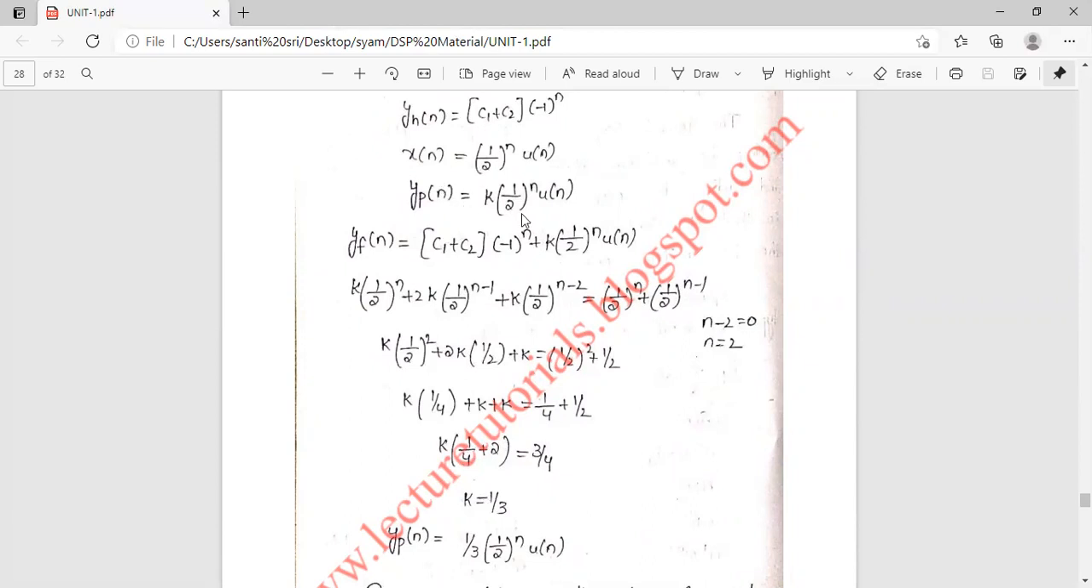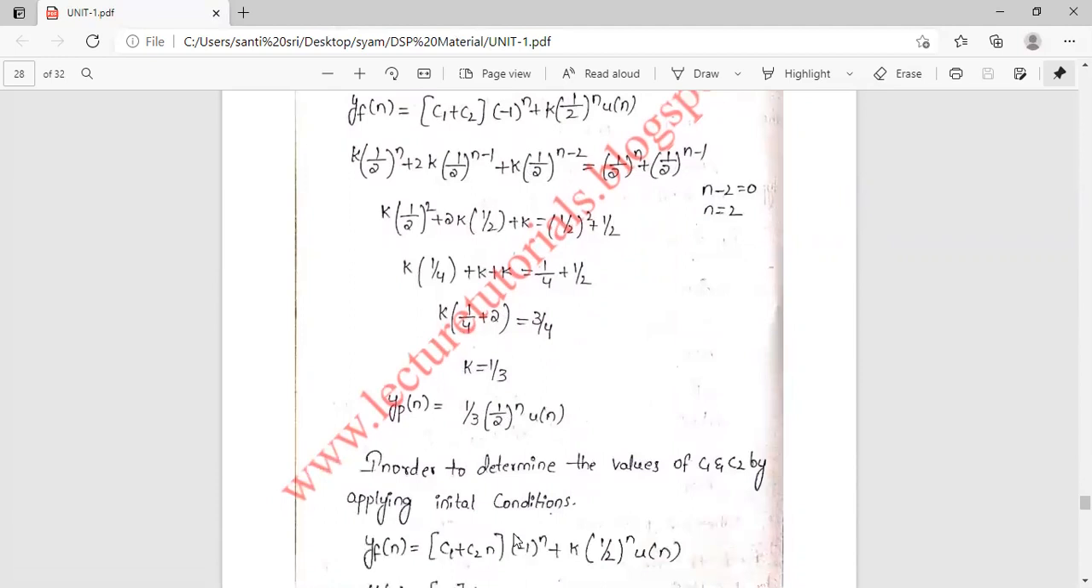Yp of n equal to k into (1/2)^n into u of n. Already calculated the value of k is 1 by 3, that is 1/3 into (1/2)^n into u of n, right? So after that, first of all we have to add these two solutions, find the coefficients of the particular solution, and apply the initial conditions. Okay, so in order to determine the values of c1 and c2 by applying the initial conditions, yf of n equal to c1 plus c2 into (-1)^n plus k into (1/2)^n into u of n.